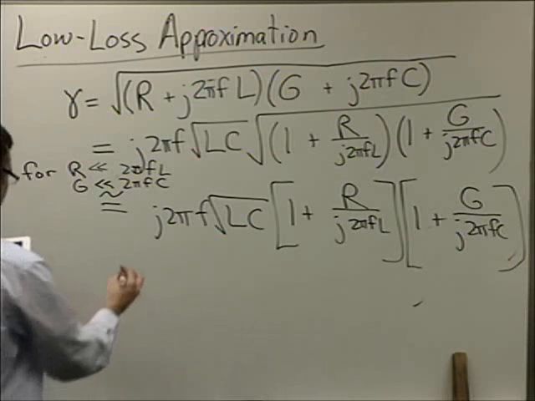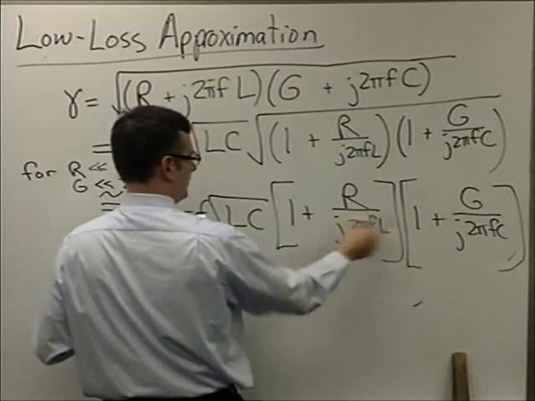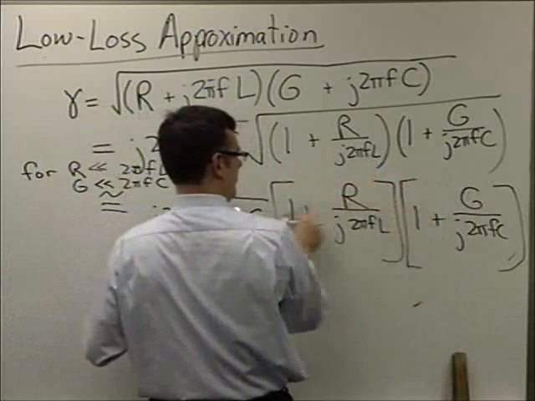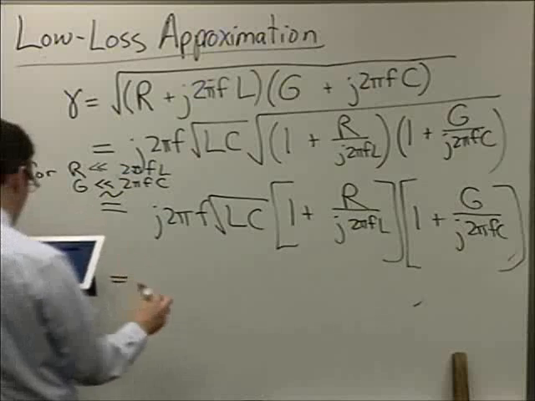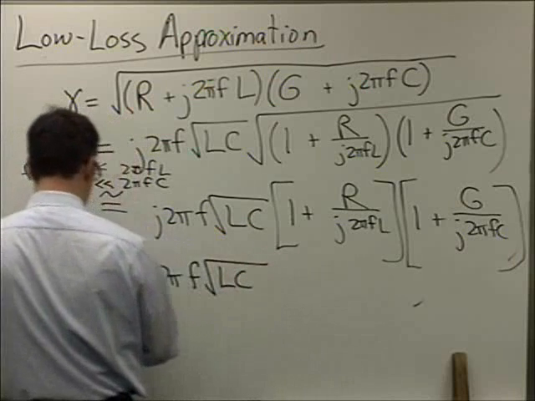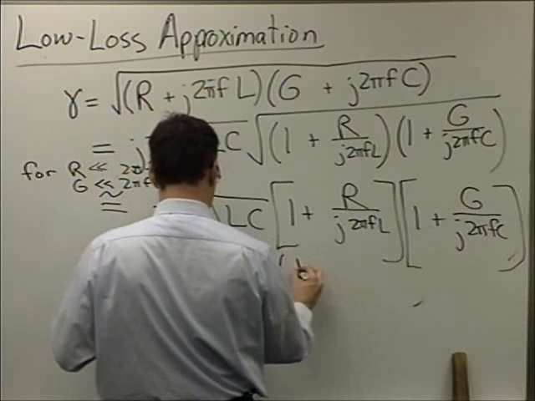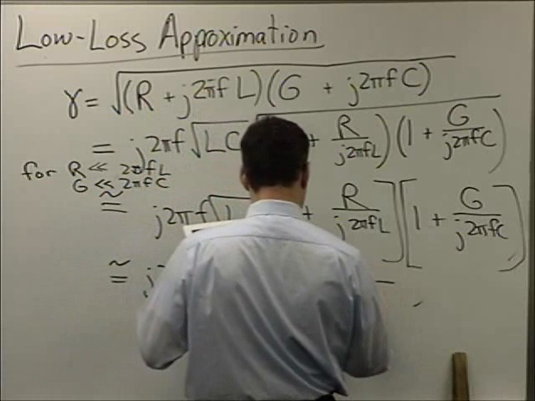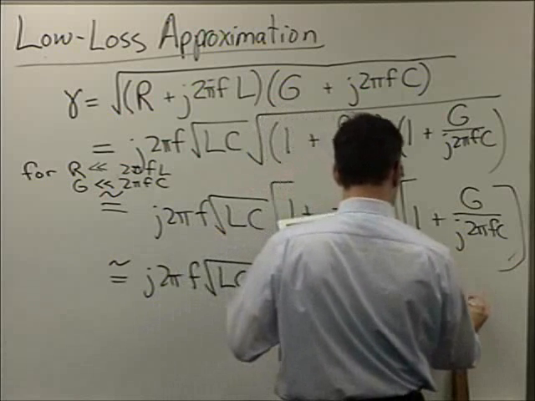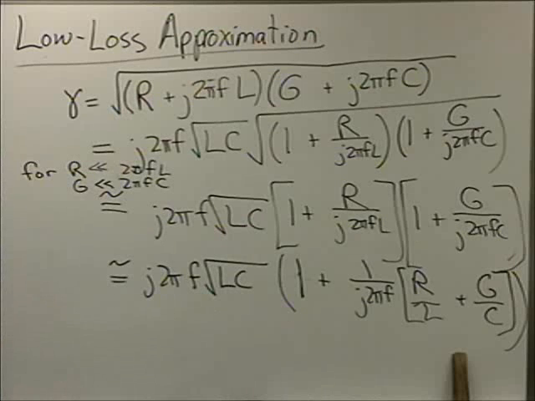And for further approximation, now it becomes just a multiply of these two things, which is going to give you a very small number, because you've got small thing times small thing. We're going to neglect that. And then we're just going to worry about the cross terms with the complex numbers. And when we do that, we get j2πf square root of LC times 1 plus 1 over j2πf times R over L plus G over C.